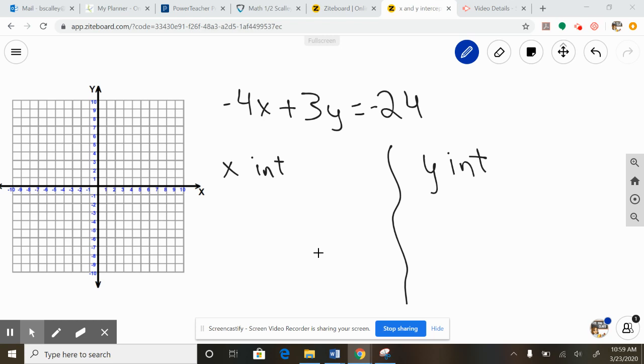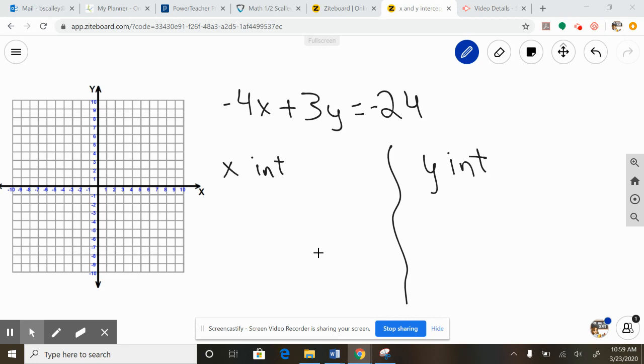All right, so example number 2, I usually show my work like this. I put a little line down the middle. I show my work for my x-intercept, and I show my work for my y-intercept separately. So I'm going to do that here. I have a new equation, negative 4x plus 3y equals negative 24.